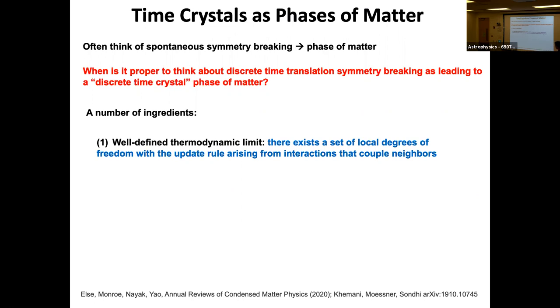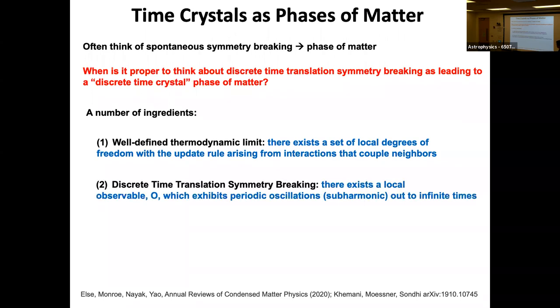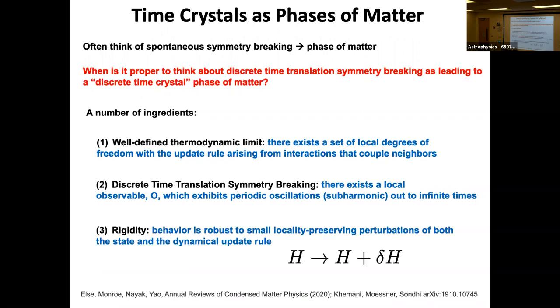And with an update rule, in this case, I'm thinking about just the dynamical equation of motion that generates time updates of the system, that arises from interactions that couple locally in that particular set of degrees of freedom. We would like there to be discrete time translation symmetry. We just defined this in the previous slide. And perhaps the most important thing is that we'd like there to be a well-defined notion of the phase of matter being rigid. We don't want to think about the phase of matter as a fine-tuned point where if you perturb the system a little bit, this phase of matter is no longer stable to such perturbations. And in particular, we would like the existence of a subharmonic oscillation to be robust to small locality-preserving perturbations of both the state and the dynamical update rule, in this case, for example, modifying the time-dependent Hamiltonian a little bit by delta H.